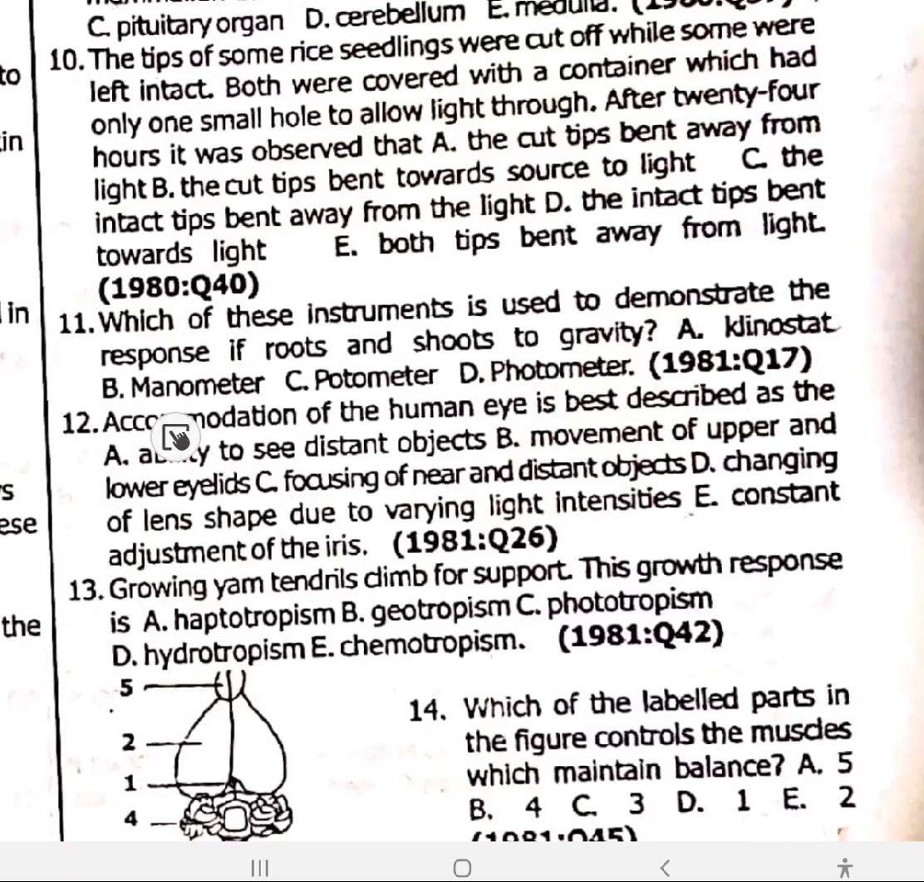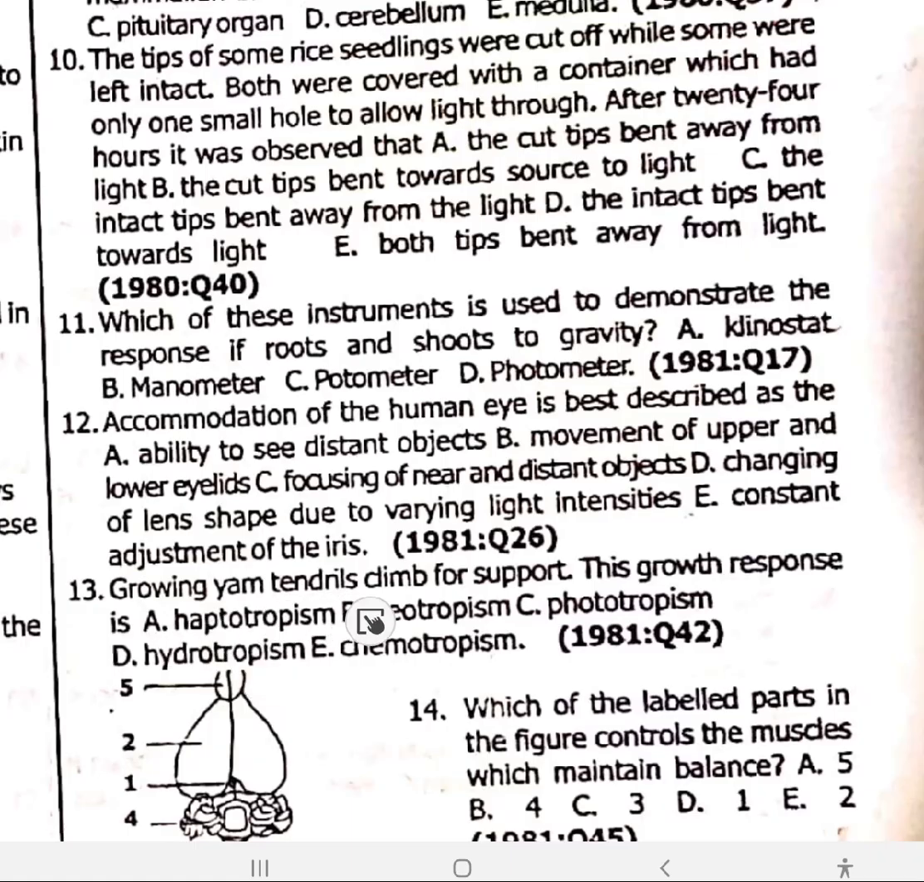Let's go, but let's continue. The accommodation of the eyes is best described as option C, focusing of near and distance objects. 11. Growing yam tendrils climb for support. This growth response is haptotropism.